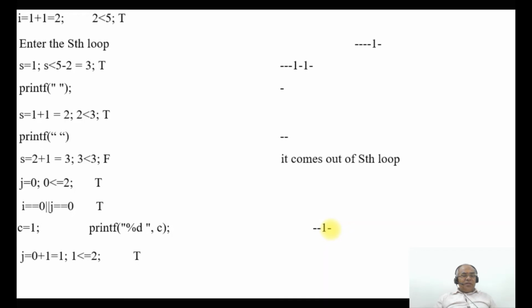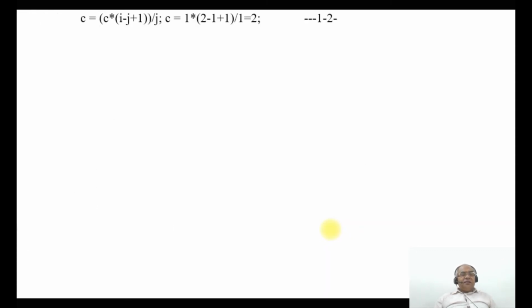Then j is equal to 1, 1 is less than or equal to 2, the condition is true. Here the i value should be 0 or the j value should be 0, but here the i value is 2 and the j value is 1. So the condition is false, so in the else it calculates the value of c. So what is the value of c now? The value of c is 1, the value of i is 2 and the value of j is 1. 2 minus 1 becomes 1, 1 plus 1 becomes 2. So 2 into 1 becomes 2, divided by 1 is equal to 2. So it prints the value 2 here and gives 1 space.